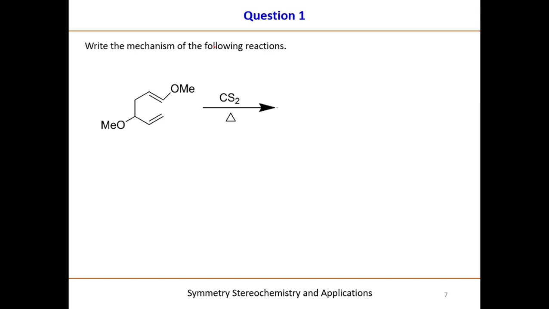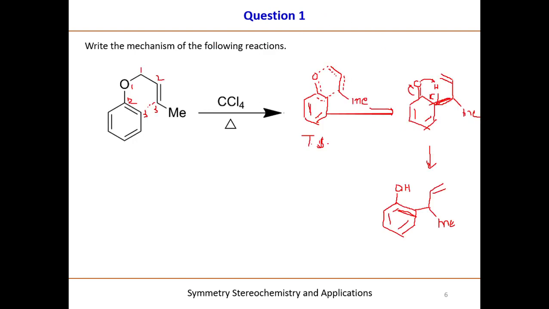This is a Cope rearrangement reaction. The Cope rearrangement reaction is an example of a sigmatropic rearrangement reaction, like the Claisen rearrangement reaction we have done. Here we have a 3,3 sigmatropic shift because a 3-3 bond formation is taking place and a 1-1 bond is breaking. So this type of reaction is called a 3,3 sigmatropic reaction.